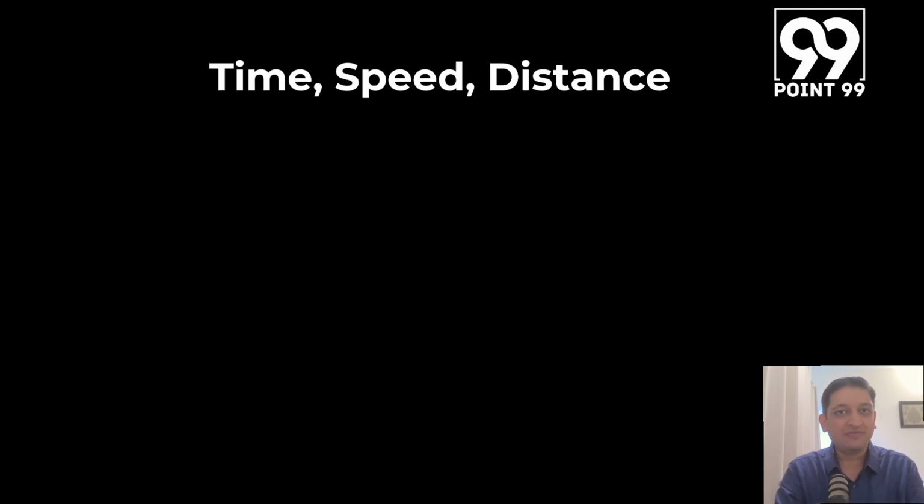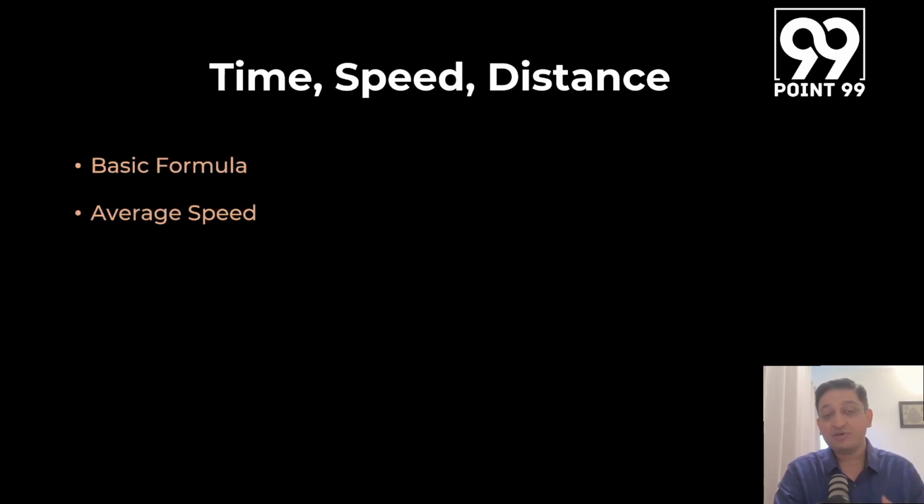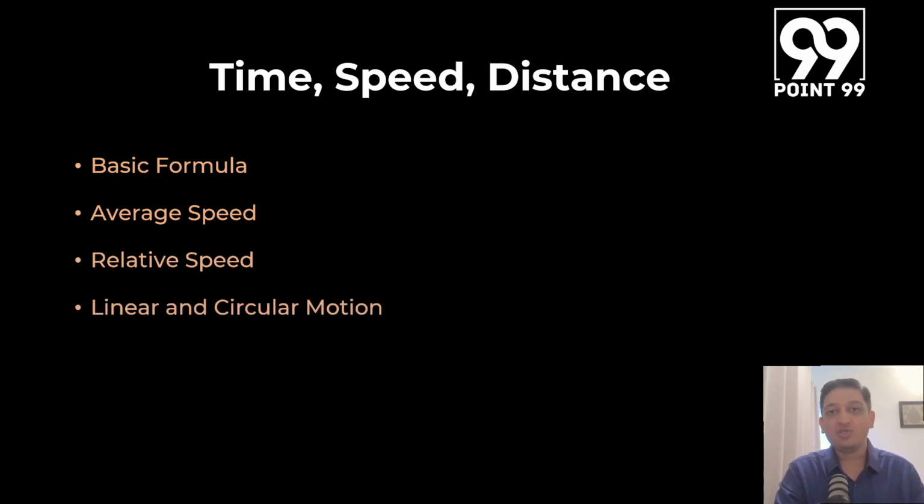In the first part, we have already looked at 4 of the 6 concepts that are important from the perspective of time, speed and distance. So we went through the basic formula, the concept of average speed, the concept of relative speed, and we also covered a bit of linear motion and circular motion.